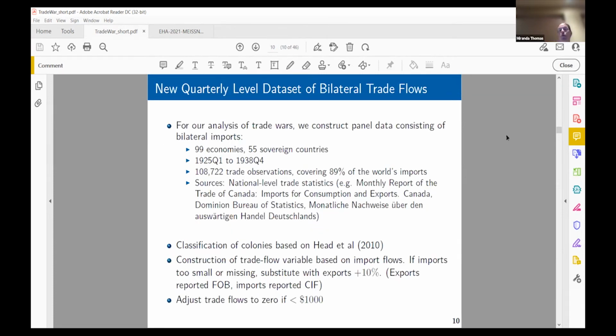What I'm going to focus on in my few remaining minutes is two large data sets that we put together using all available country level national trade statistics. It allows us to get a sample of 99 economies, 55 of which are sovereign countries.